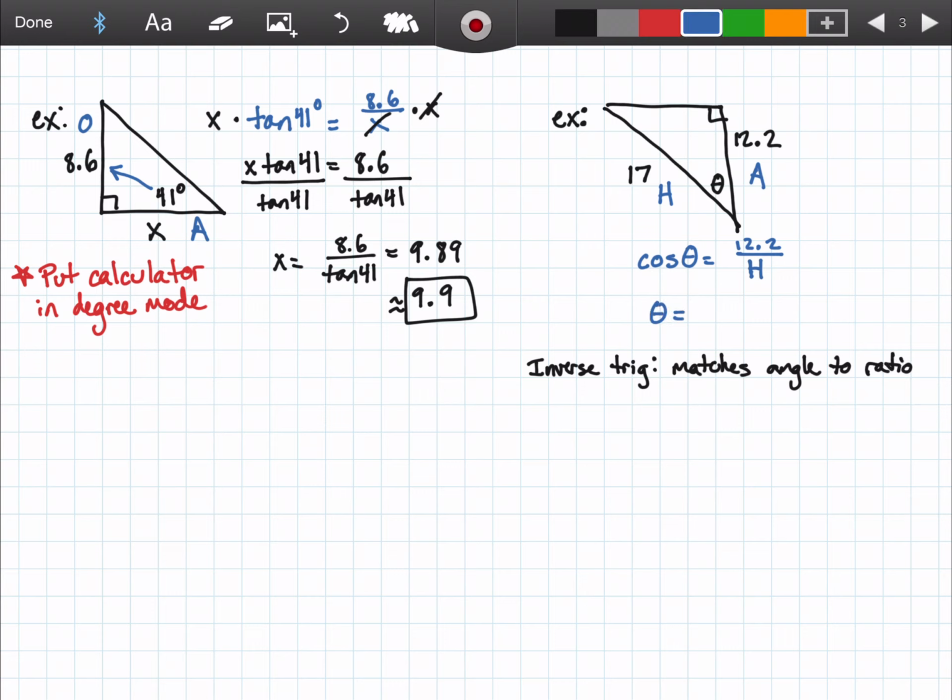So I know that theta is actually going to be cosine inverse. Why did I write h when it's 17? 12.2 over 17. And I'm just going to type that in my calculator with the second button. So I got cosine inverse, 12.2 divided by 17. I get 44.14 degrees.